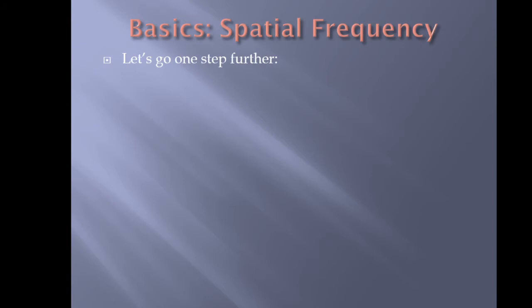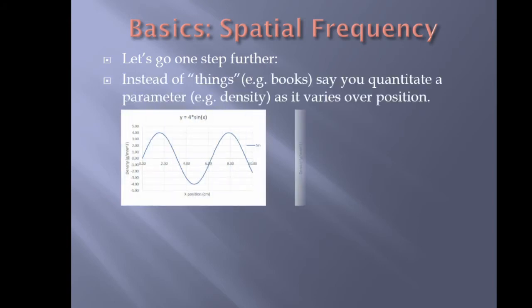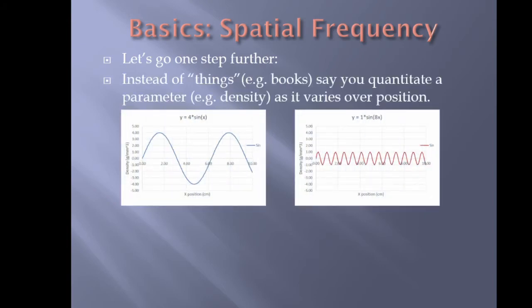Okay. Now, let's take this one step further, and instead of things like books per meter on a shelf, let's say you're quantitating a parameter. Let's say now density, just because it's easy to think about, as it varies over position, right?